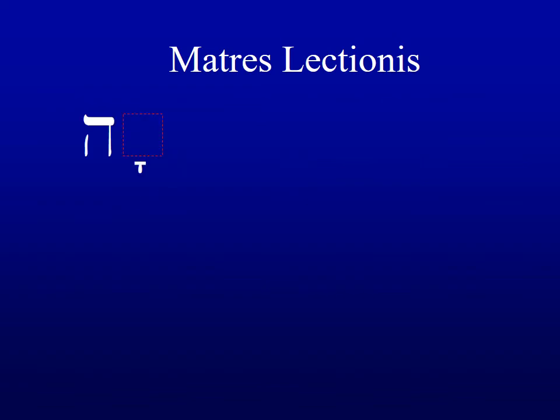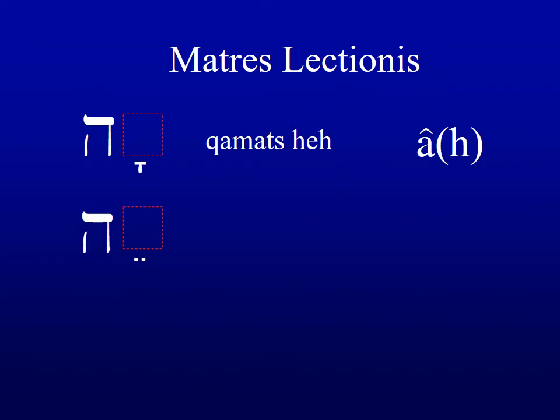So, there are a series of matres lectionis that are formed with a hey. The first one looks like this. You see it's a kamatz followed by a hey. The name of this vowel is the kamatz hey, and it sounds just like a kamatz. So it is a long ah sound. We mark it with this little circumflex to make it a hyper long ah, but in terms of the way it functions out in the world, it functions just like a long vowel. So kamatz hey, pronounced ah.